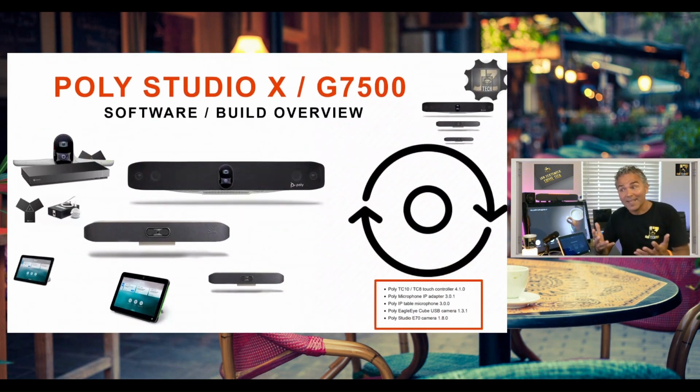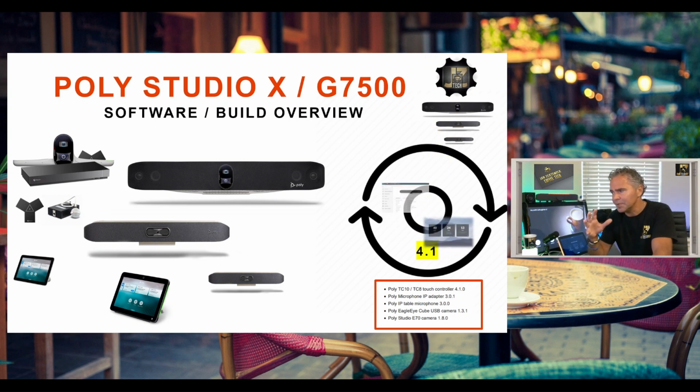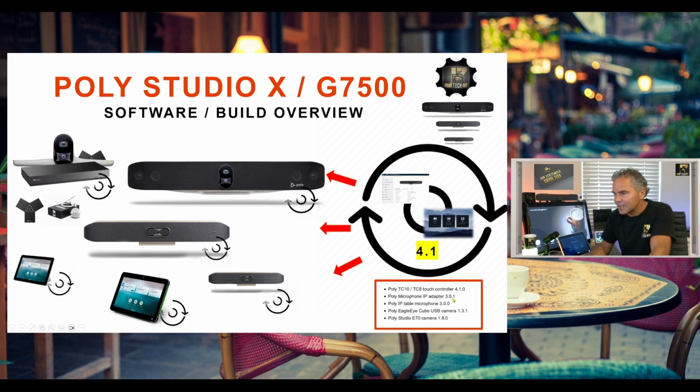Now, what is in the software build for the 4.1? Just to walk it through, because I got that question earlier about specific builds. Here below you see all the versions which come along with the 4.1. As you can see, the touch controller 4.1, the microphone adapter 3.01, table adapter 3.0, the Cube 1.3.1, and the E70 1.8. So just be aware of that.